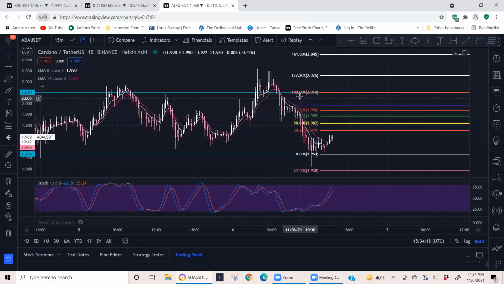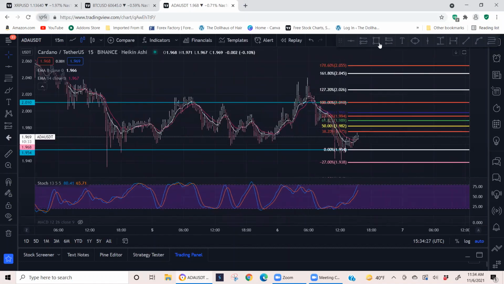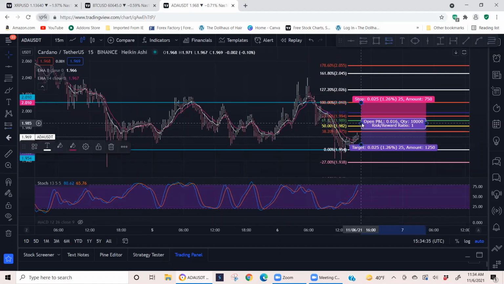So I literally just placed my Fibonacci. I started at the area of resistance, dragged it down to the area of support. From there, you're gonna use your short position tool, place it in between the 50 and 61 area. And let me click it first.